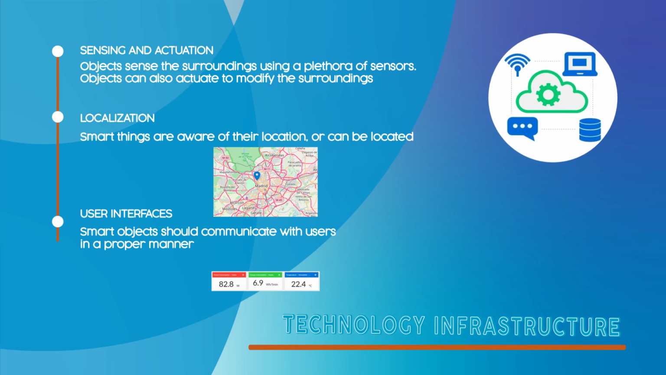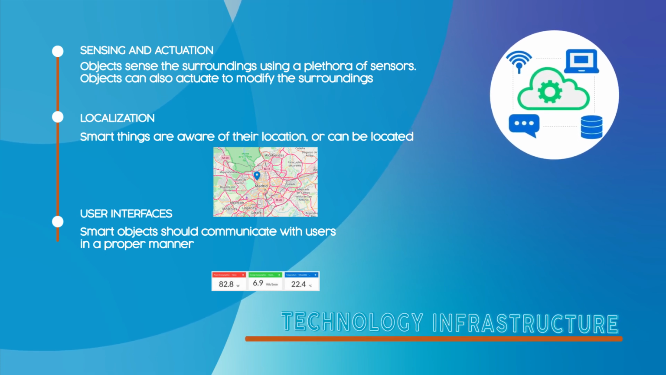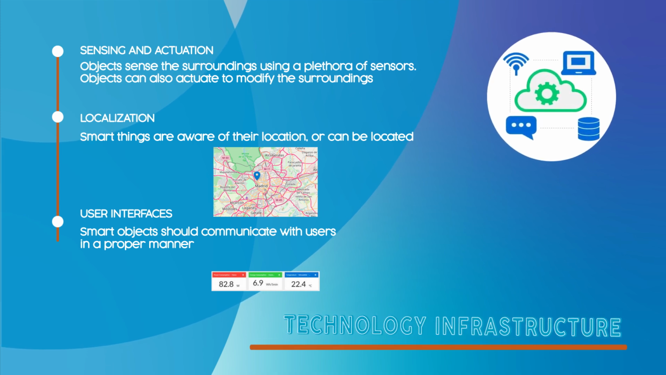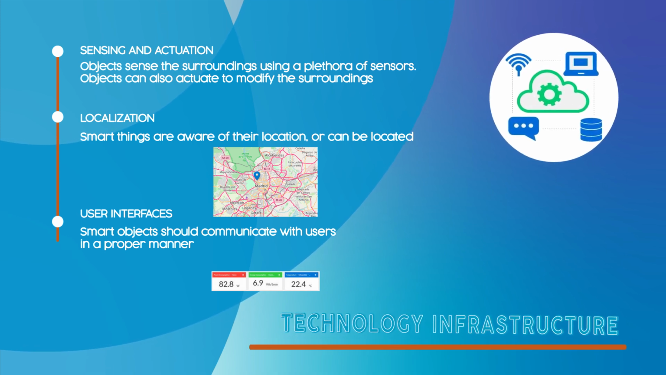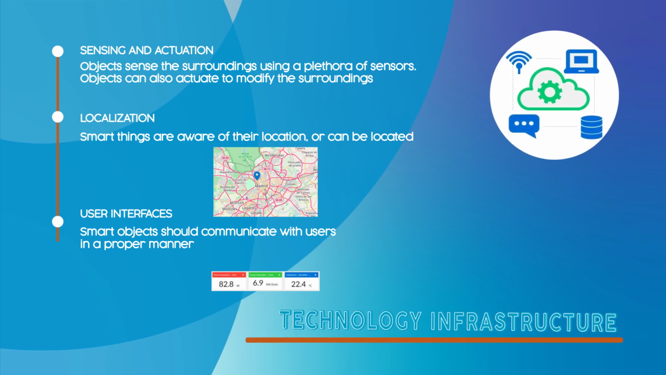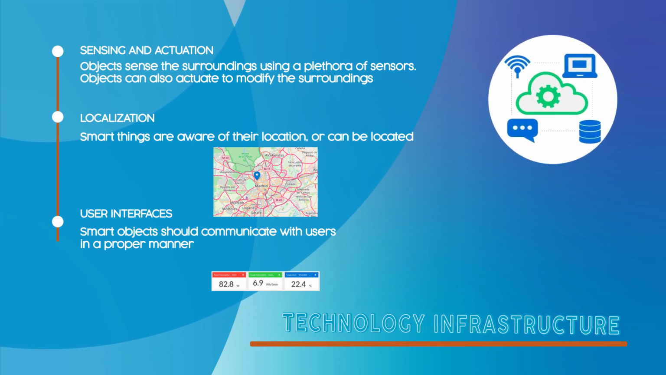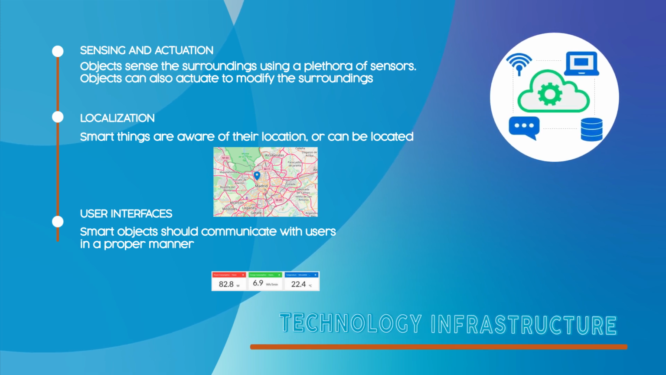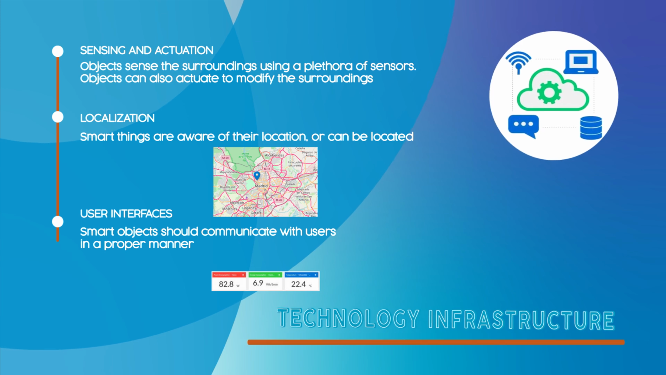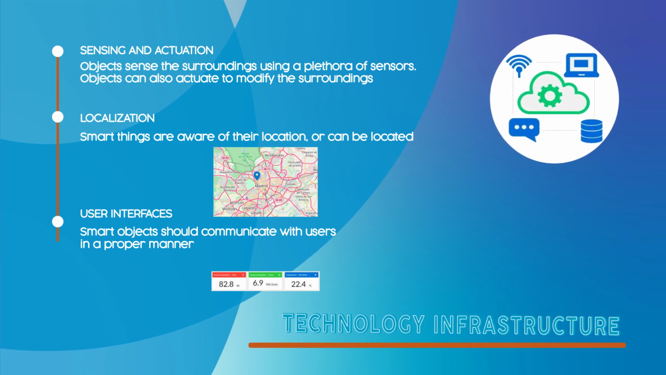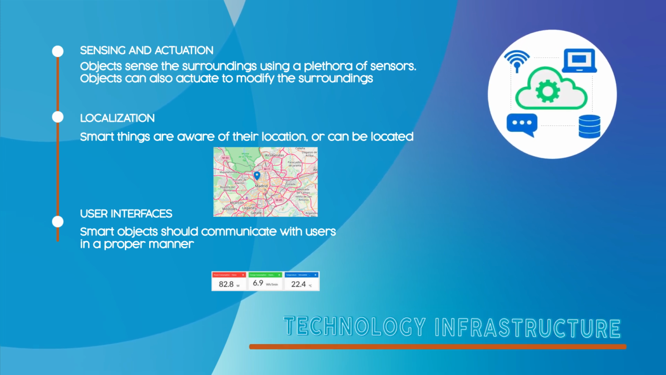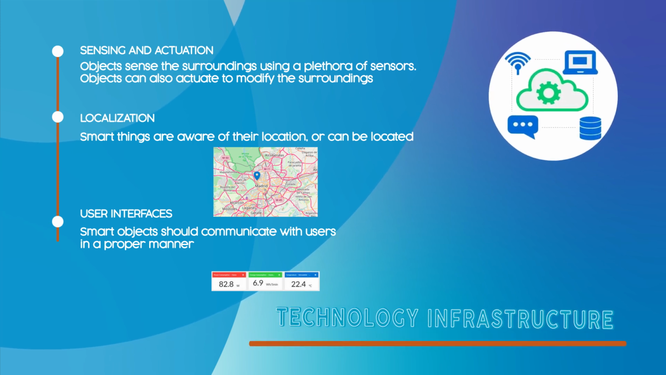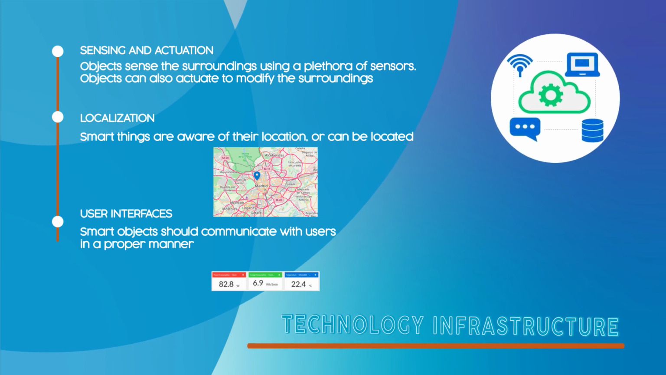Objects sense the surroundings using a plethora of sensors. These must be selected according to the needs of the application scenario. Objects can also actuate to modify the surroundings. Smart things are aware of their location or can be located either by manually provided information or the GPS chip included in many of them. In any case, this information can be public or private at the discretion of the configuration.